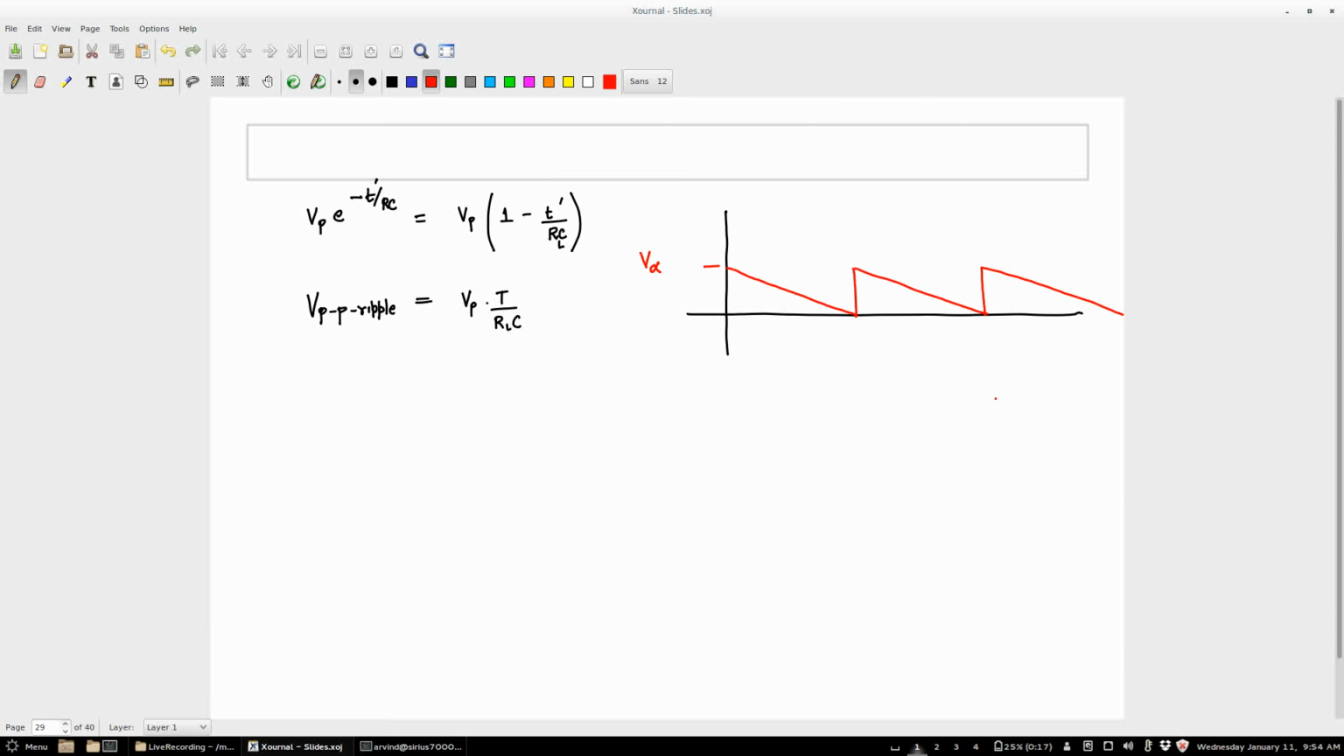So as a problem, do this and we'll continue tomorrow. Have a signal which is like this: a straight line goes up, a straight line goes up, this kind of sawtooth form. Say this is V alpha, and I want you to find out what this value is.